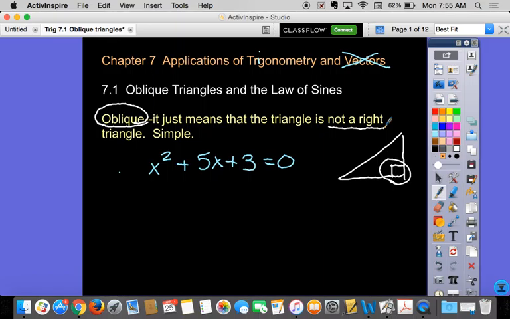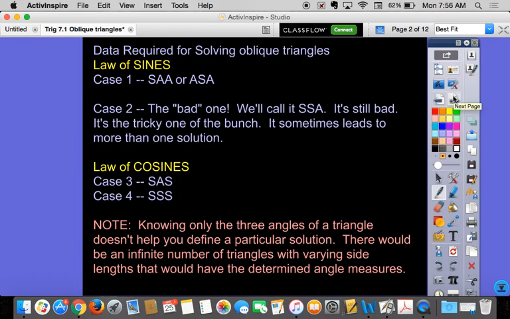So just like the quadratic formula takes on all those things that don't factor, the law of sines and the law of cosines take on all of those other situations as well. They work like the quadratic formula does. They will solve everything, even the right-angled ones. But if you need to make sure that you can solve it, the law of sines and law of cosines are the ways to go.